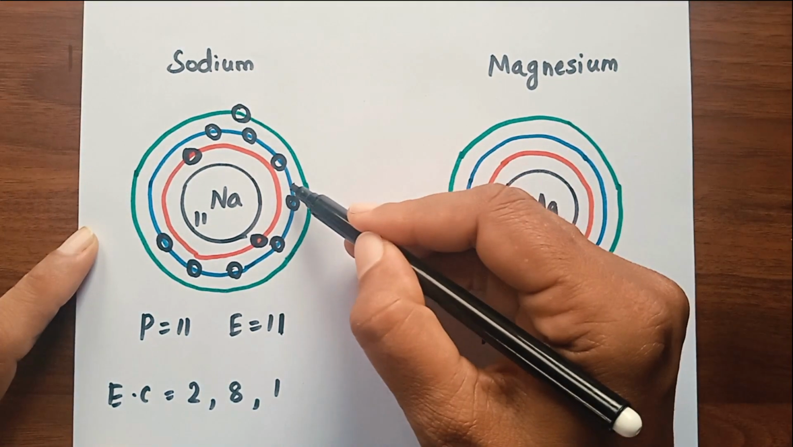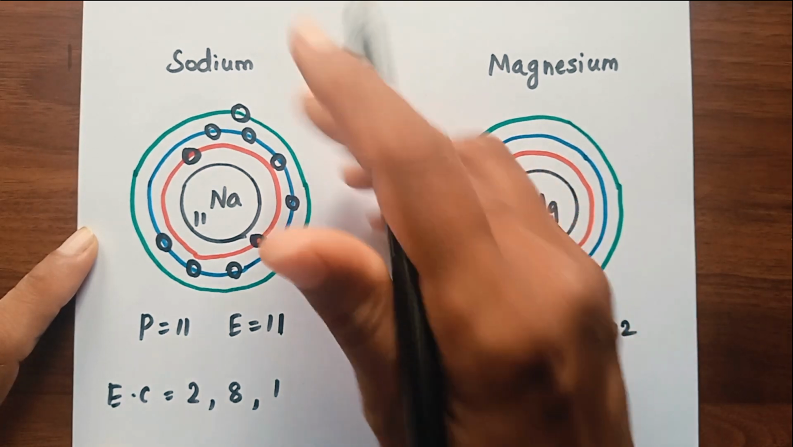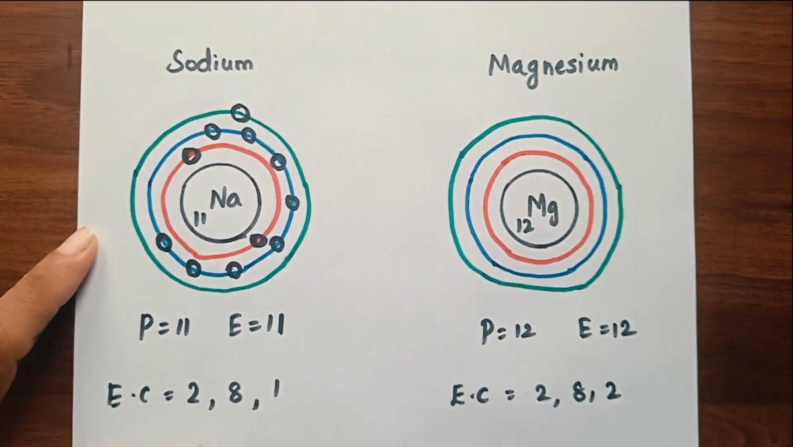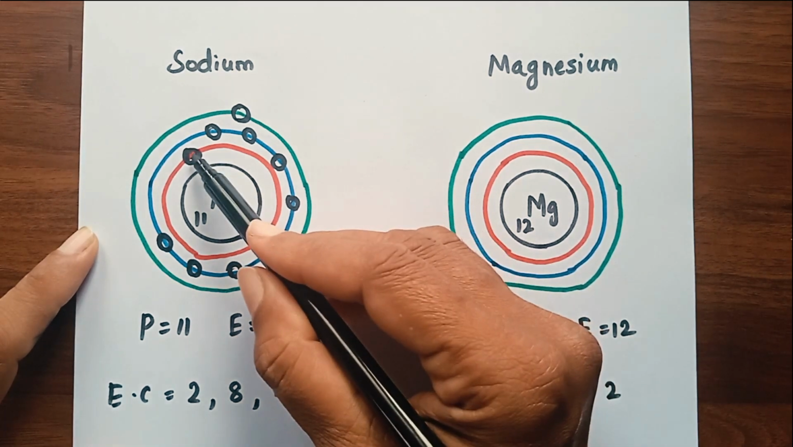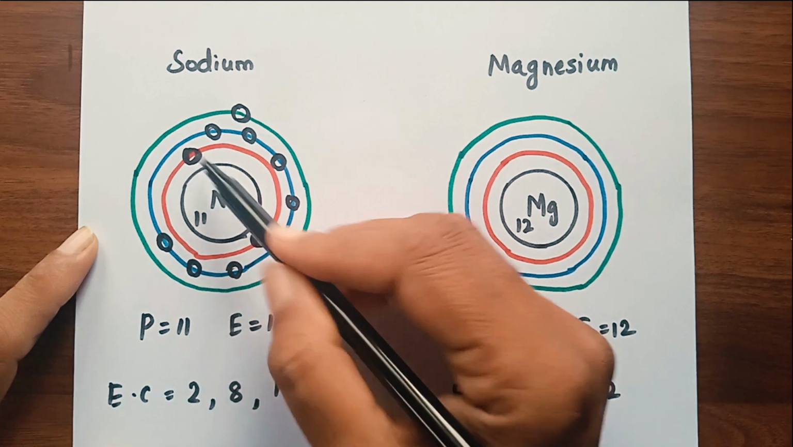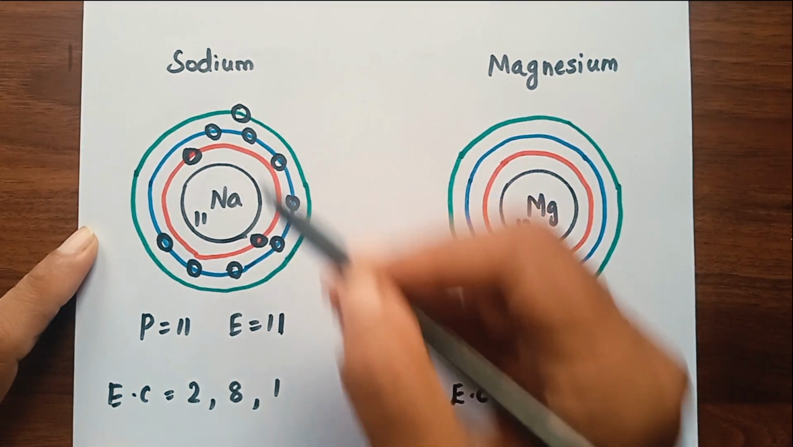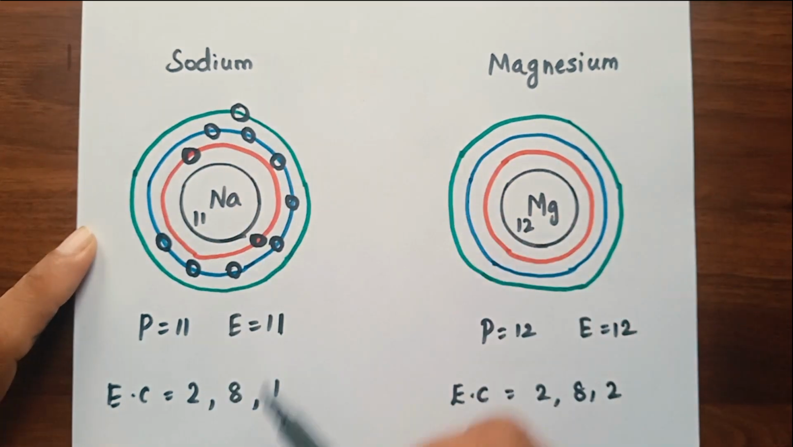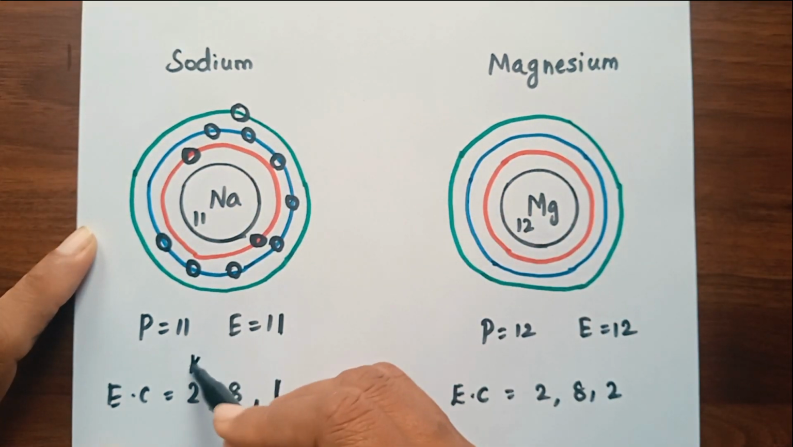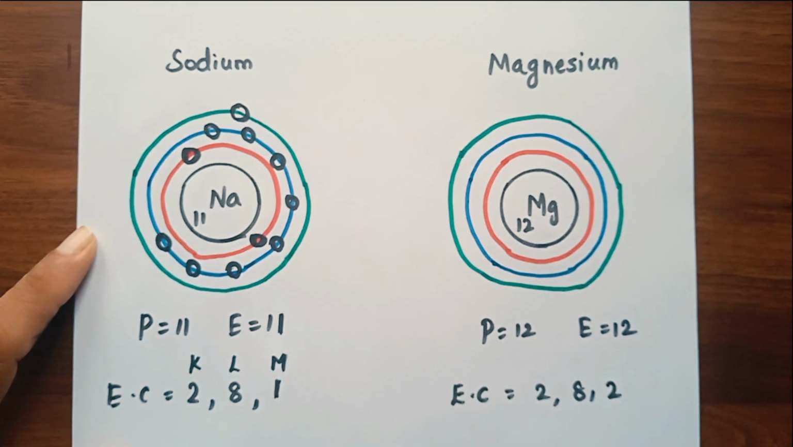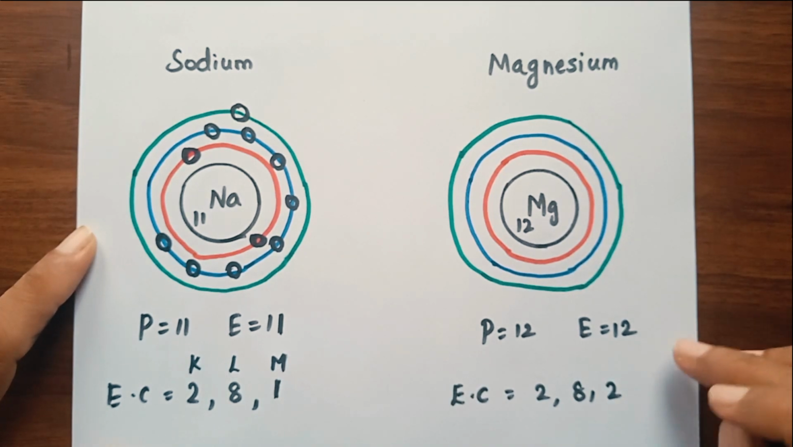This is the K shell, this is L shell and this is M shell. Okay, I am filling it in the M shell. So electronic configuration comes to 2, 8, 1. This 2 is in the first shell. How many electrons are there? 2. So the next shell, 8 electrons are there. So 8, and in the M shell there is only 1 electron. This is K shell, L shell, M shell. Okay. Next we will see for magnesium.